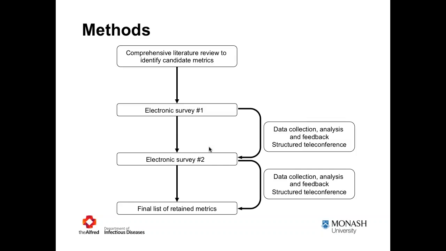So this is just a schematic of my own design of the process. Basically, this is similar to all the Delphi processes, where they had a comprehensive literature review to identify candidate metrics. They had an electronic survey of those metrics. They collected the data, analysed it, and fed back, and had structured teleconferences in between. Then they had a second electronic survey, a similar process of data collection and feedback, and then they had their final list of retained metrics.